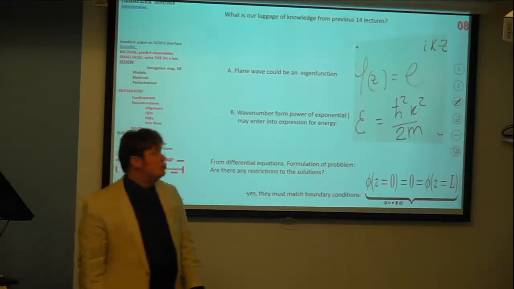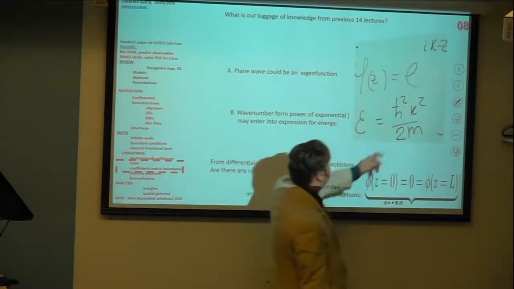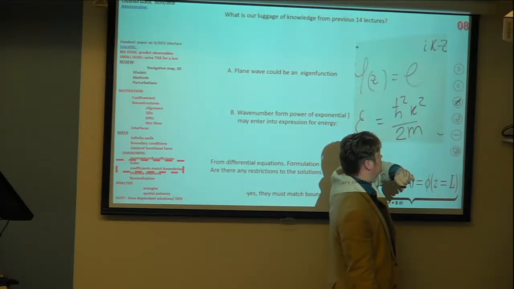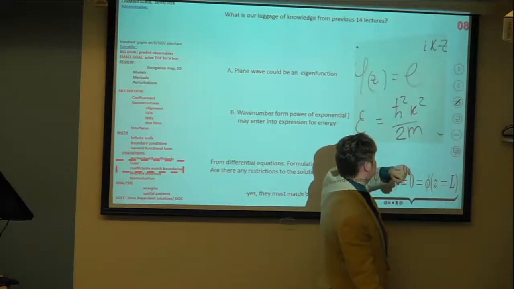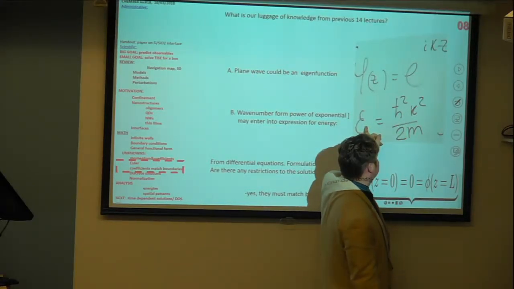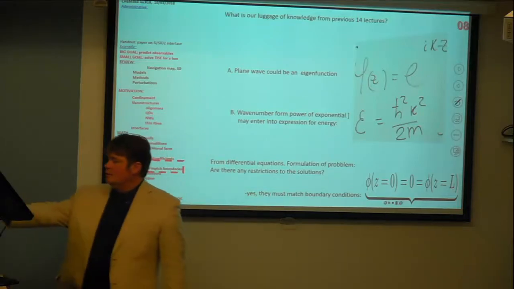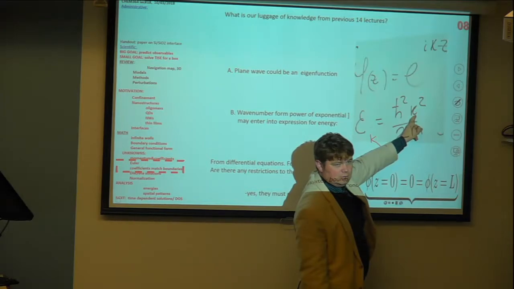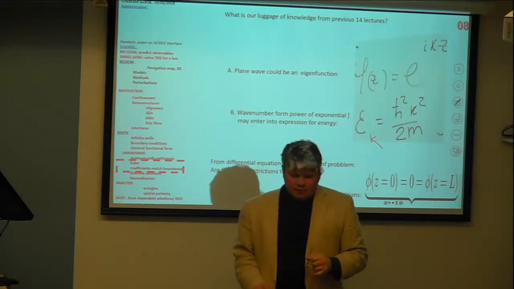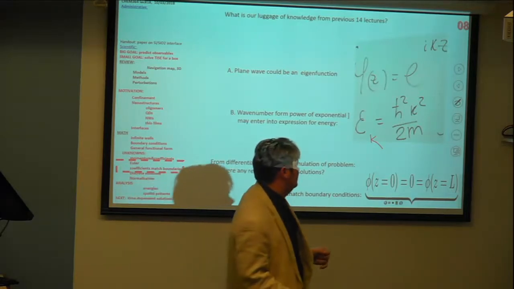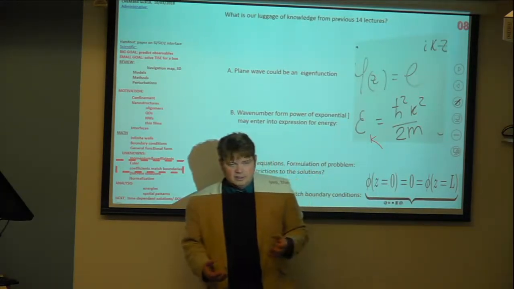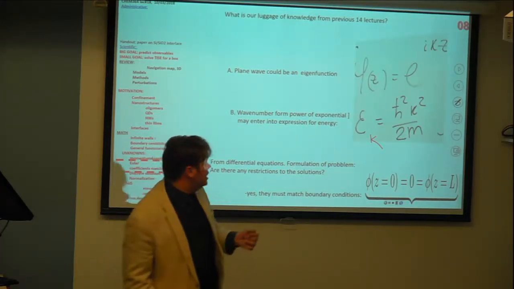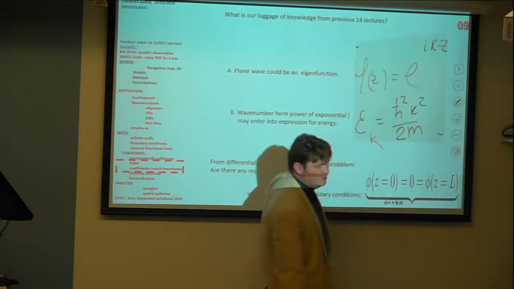If we plug in this solution, as we were doing in the plane wave, into the eigenvalue problem, into the time independent linear equation, we will obtain that the energy will be the square of this wave vector. We do not know yet which wave vectors are allowed and permitted, but this is kind of standard. We are just plugging in this functional form.